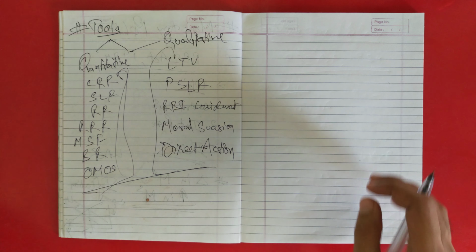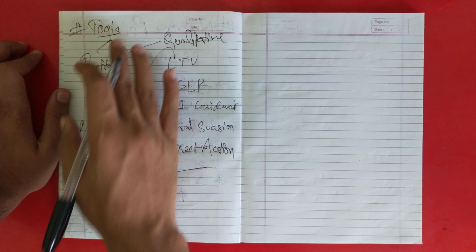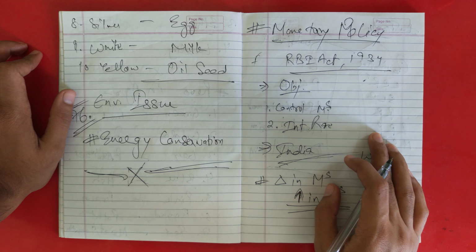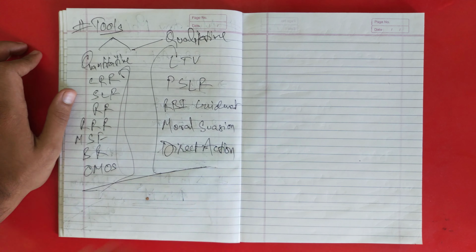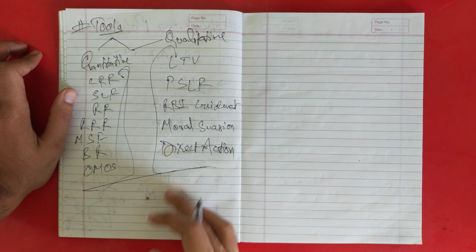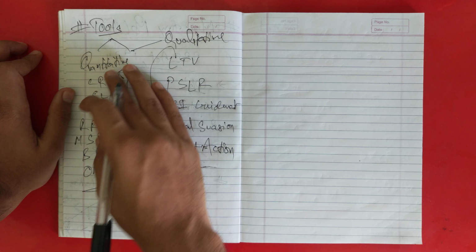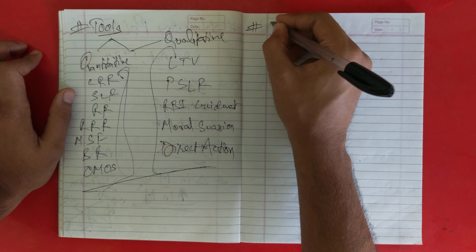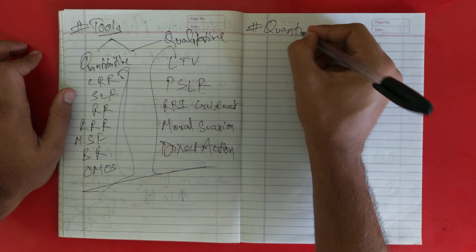So in the previous class, we studied the tools and I gave you the overview of monetary policy. Okay. Now in this class, we are going to study these tools, quantitative and qualitative. So first we are going to start off with our quantitative tools.